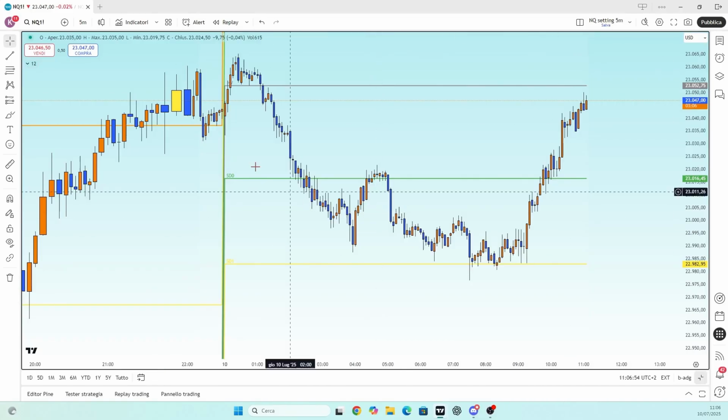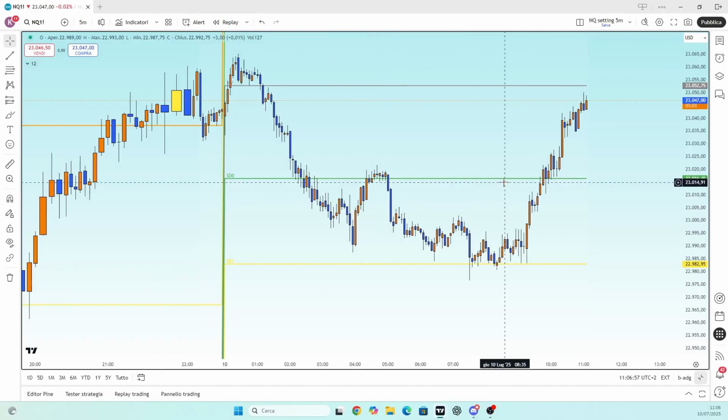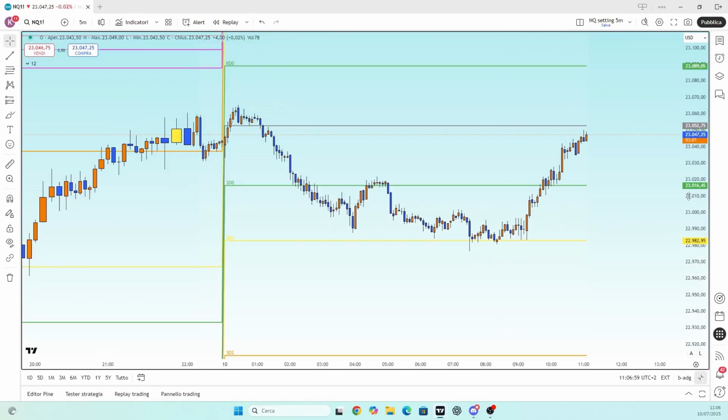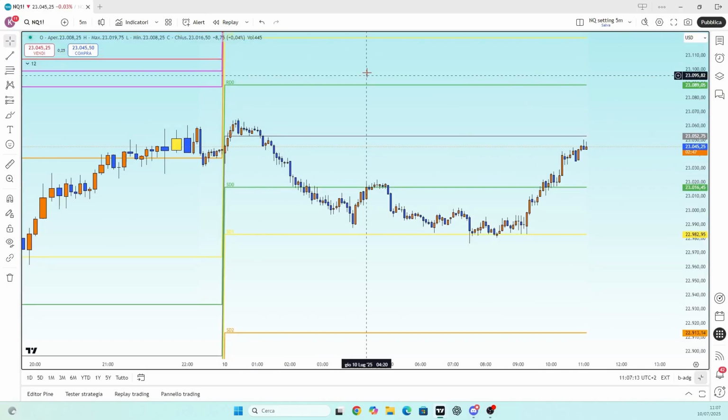Of course, not every day starts out this calmly with all the levels being tested. Other times we might find ourselves in situations where the market, right from the opening of the regular trading hours, shoots up and we find ourselves above it. So we already know that the trend is clearly upward.